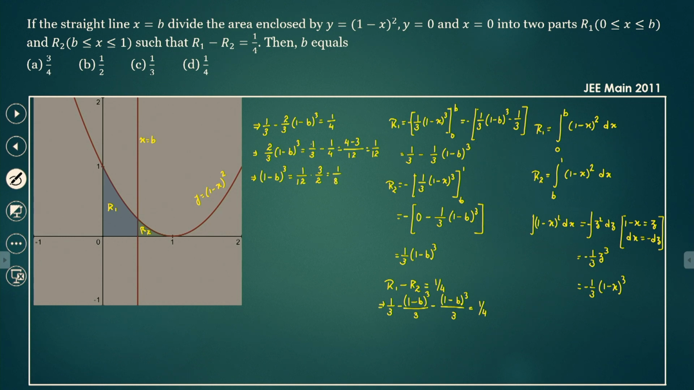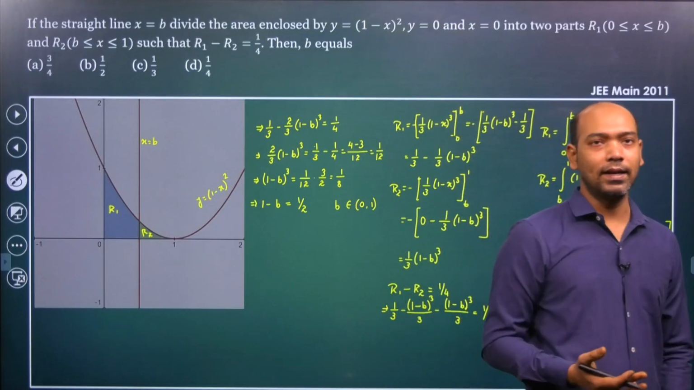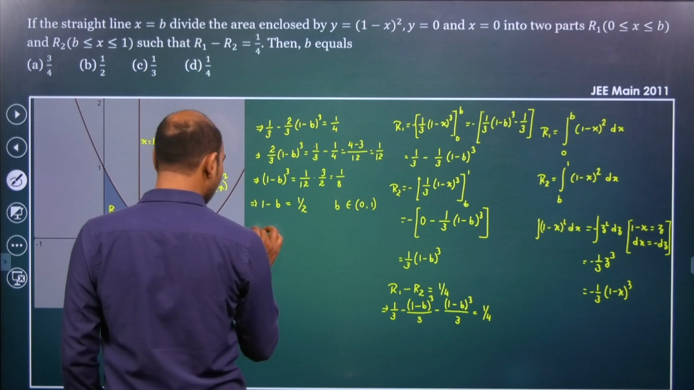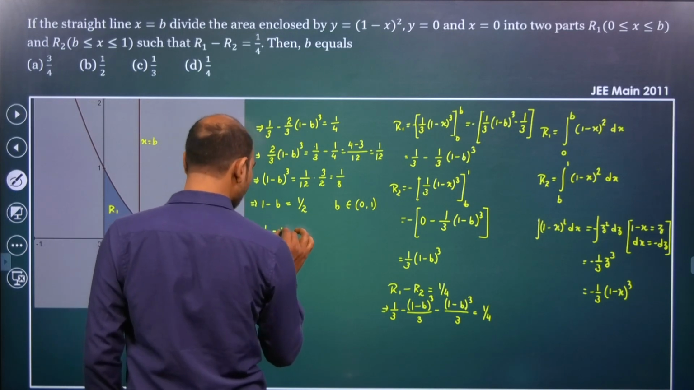That's it. So therefore, we'll get 1 minus b equal to 1 by 2, okay? Because here b lies in the interval 0 to 1, we don't consider any other values, and it's a real number. So what is the value of b? The value is half. Therefore, the required value of b is 1 by 2.